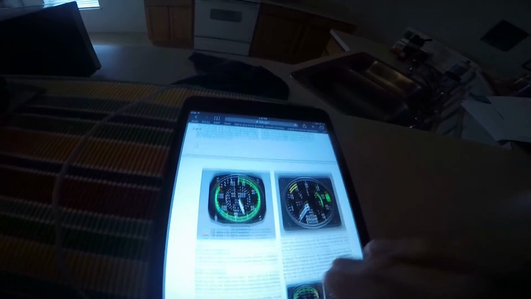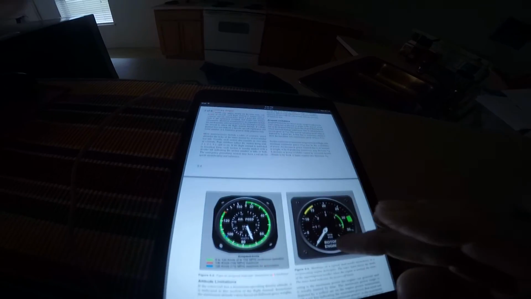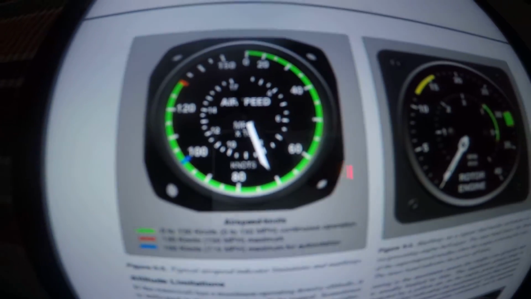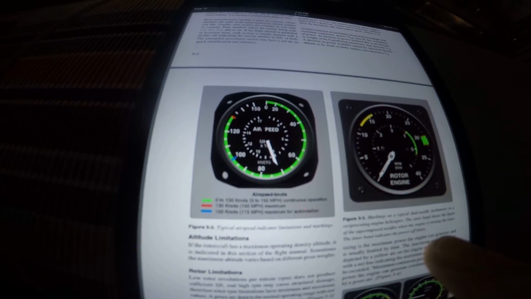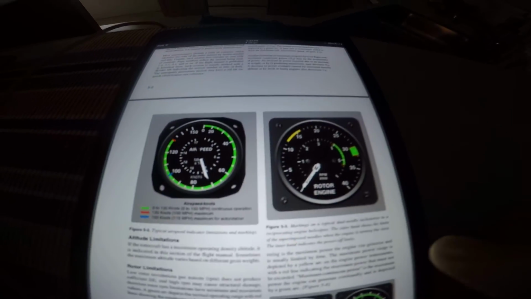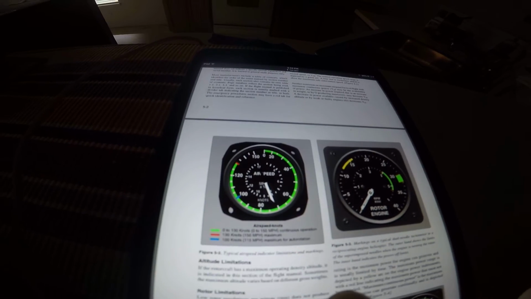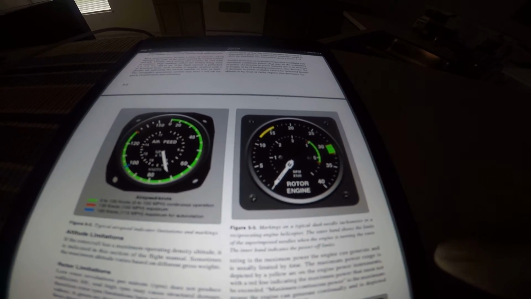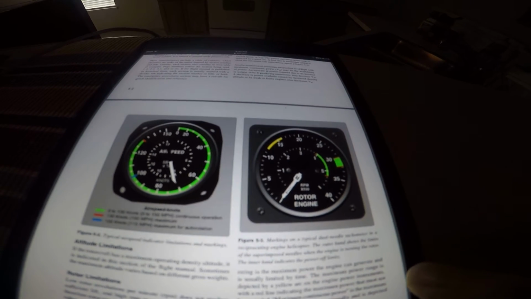All right, let's take a look at these gauges. We already went through these gauges. So we've got airspeed. Typical airspeed indicator limitations and markings. Figure 5-3, markings on a typical dual needle tachometer in a reciprocating engine helicopter.